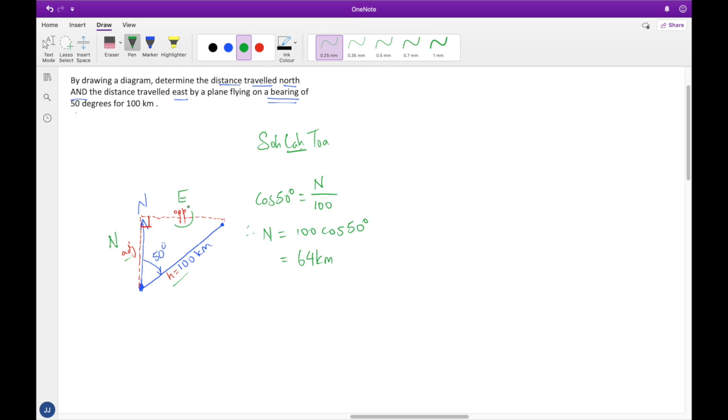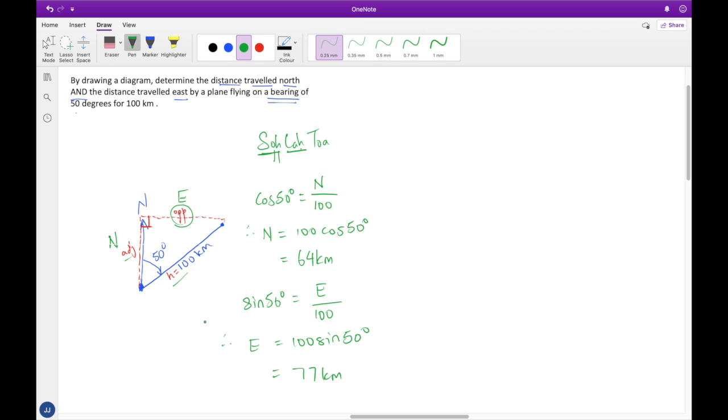Well, the east is the opposite side of the triangle here, so we're dealing with opposite and hypotenuse, so that is sine, opposite, and hypotenuse over there. So the sine of 50 degrees is opposite over hypotenuse, so that is E, the distance E over the hypotenuse 100. Therefore, my distance east will be 100 multiplied by the sine of 50 degrees, and the distance east will work out to be approximately 77 kilometers to the nearest whole number.